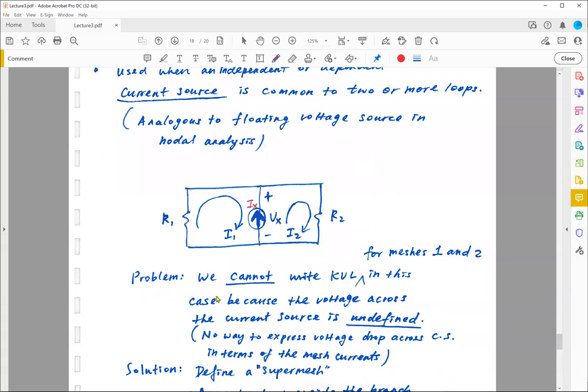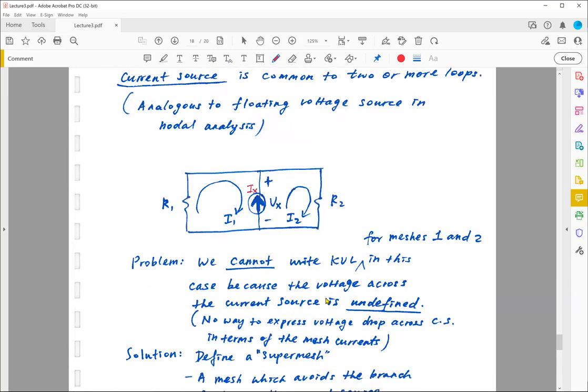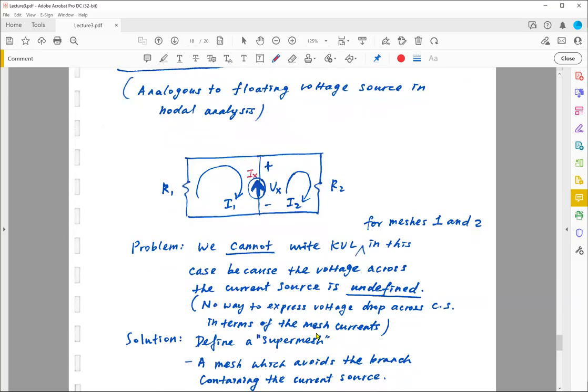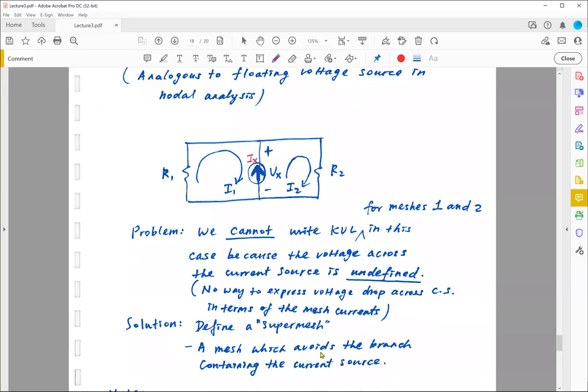Again, the problem statement here is we cannot define the voltage drop across this current source. So therefore we have to come up with something else, and that something else is what we call super mesh. So super mesh says that I can still do my mesh analysis, but I just have to avoid this branch that contains the current source. And we are going to end up with a similar situation like super node analysis.